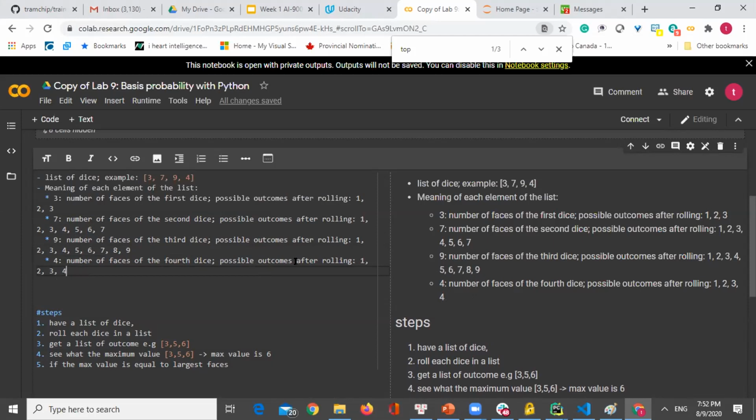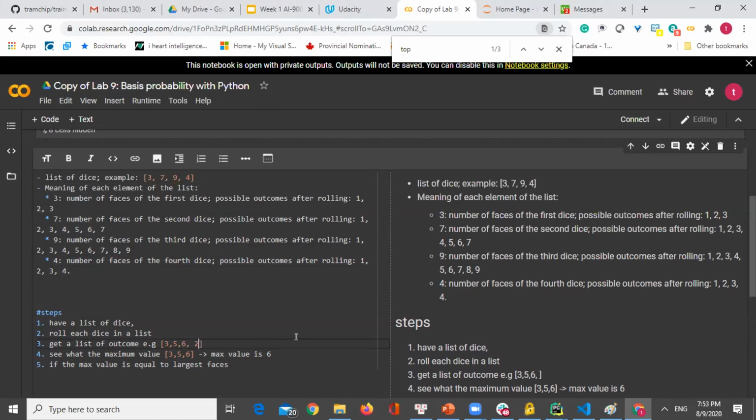I have a question. So why? Oh, so you select the maximum number in each of the outcomes. Of course. Oh, okay. So the dice is not only limited to 6, it can be any number, but then the list of dice is the one where you get the maximum number.